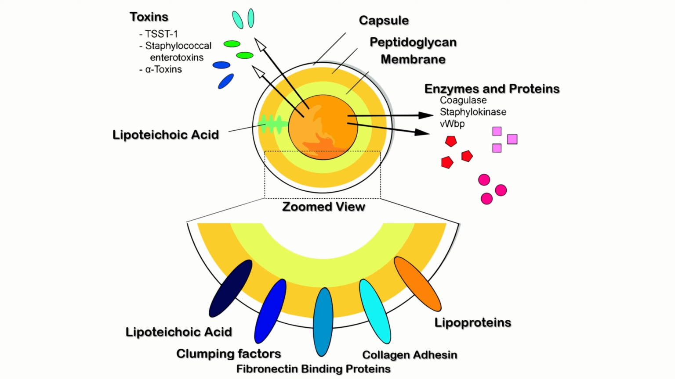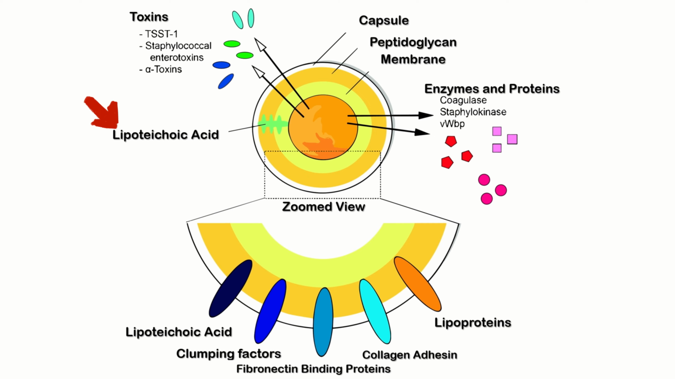As you can see in this picture, these are certain toxins released by different types of these staph bacteria. We're going to talk about them. The first toxin is toxic shock syndrome toxin type 1, then staphylococcal enterotoxins, and alpha toxin. This is the capsule, this is the peptidoglycan layer, this is its membrane, and certain enzymes like coagulase, catalase, and certain proteins are released. And these are lipoteichoic acids.